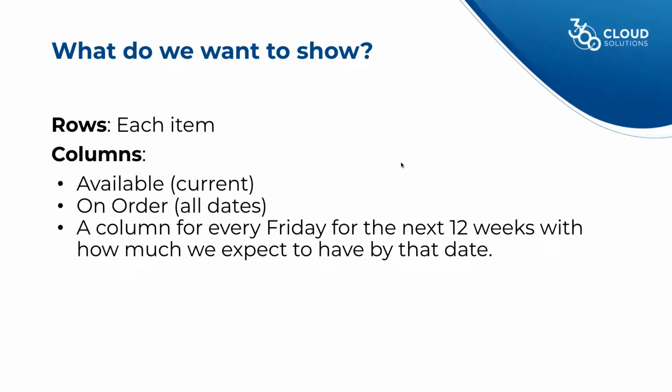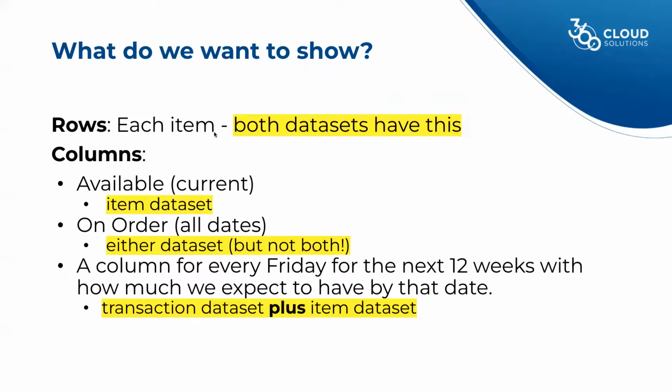In our use case, what do we want to show? Well, we want to show each item as a row in our table, and we want to see columns for the current available, which is going to be across all locations, the current on order across all dates and all locations, and then a column for every Friday for the next 12 weeks with how much we expect to have by that date. For these rows, each item, both data sets have the item already, so that's not a problem.